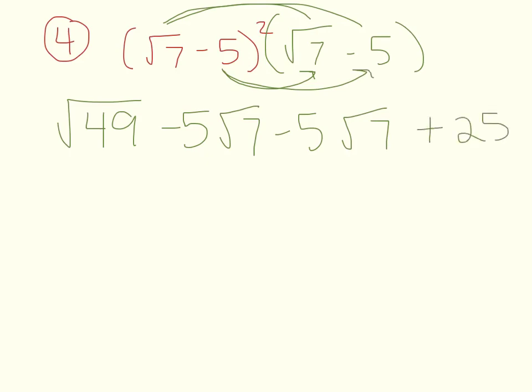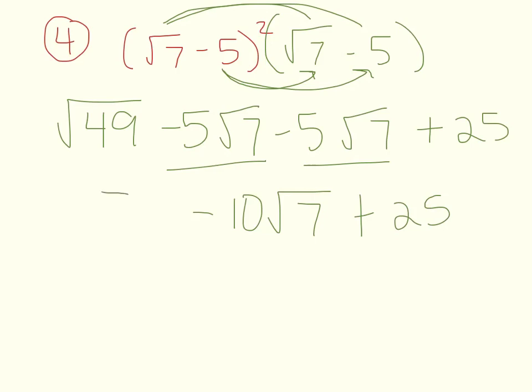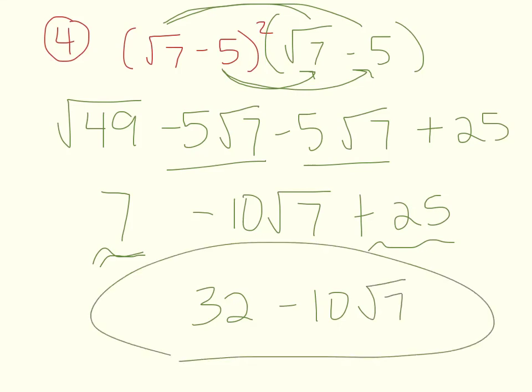Okay, and then what's left is to simplify. These are both the square root of 7, so you can put them together. So negative 5 square root of 7 minus 5 square root of 7 makes negative 10 square root of 7. Bring down your plus 25. And then over here, the square root of 49 is 7. Okay, we can keep going because now we have 7 and plus 25. 7 plus 25 is 32 minus 10 square root of 7. This one does not have a square root of 7. This one does, so we are done.